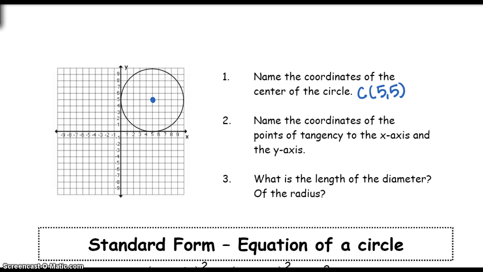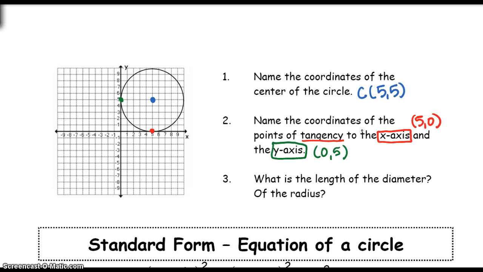Number 2 says name the coordinates of the points of tangency to the x-axis and y-axis. So here's our center, right? I'm going to use a different color for the x-axis. It's where the circle kisses, that's what tangency means, the x-axis, and it kisses it right there at (5, 0). So (5, 0) is our point of tangency to the x-axis. Now what about the y-axis? Where does the circle smooch the y-axis, which is right here? So this is going to be (0, 5). There's our 2 tangent points to the axes.